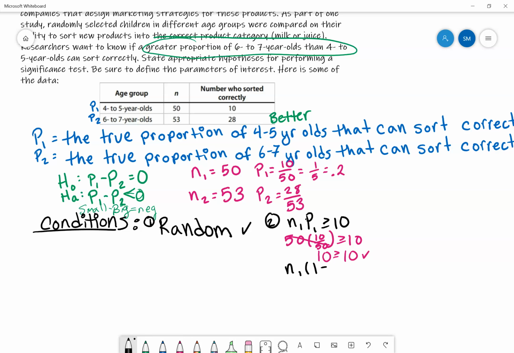n sub 1 times 1 minus p sub 1. Notice that I didn't write the number 3 because this is still classified as the same conditions check. So now we're going to do 50, the sample size, times 1 minus 10 over 50, which has to be greater than or equal to 10. I told you guys once before that these two numbers should add up to get your sample size. So 50 minus 10 is 40. If you don't believe me, put that in your calculator, DesmosScientificCalculator.com. But both are greater than or equal to 10, so condition number 2 works.